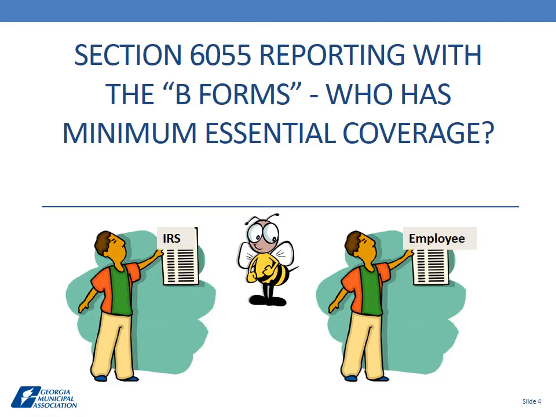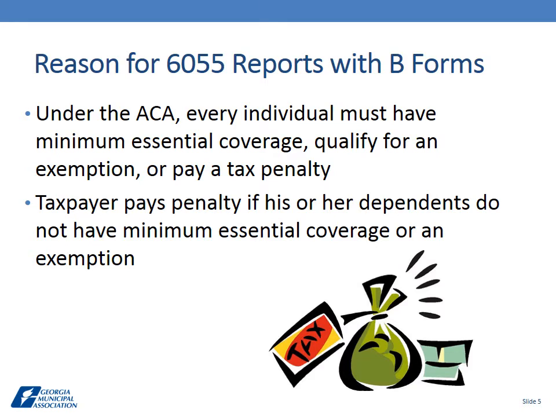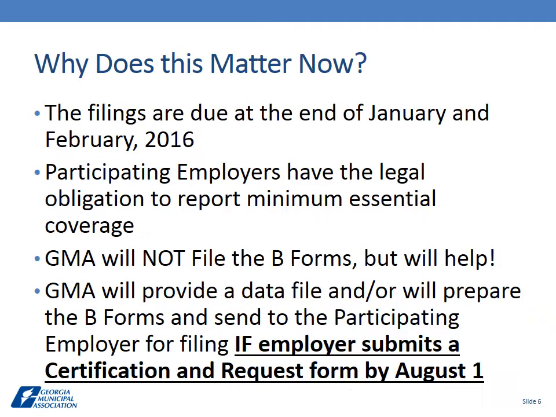The big question for 6055 reporting with the B forms is who has minimum essential coverage. There's one report that goes to the IRS, and it includes a copy of all the reports that go to the employees, and the other report goes to employees, individuals who are actually enrolled in minimum essential coverage. What's the reason for these reports? Well, under the ACA, every individual must have minimum essential coverage, qualify for an exemption, or pay a tax penalty. The taxpayer pays a penalty if his or her dependents do not have minimum essential coverage or an exemption.